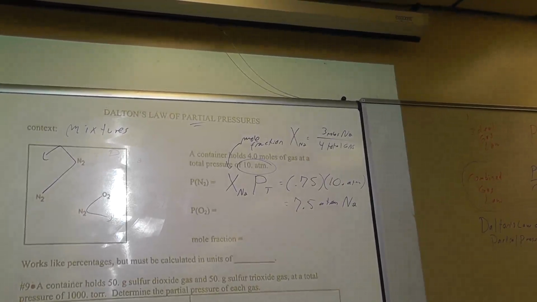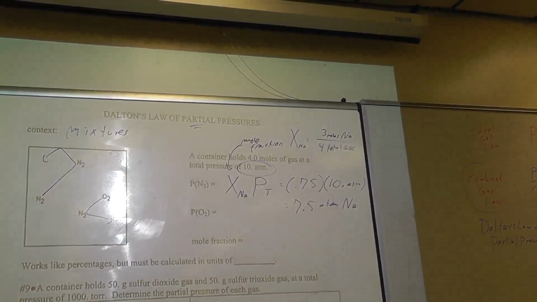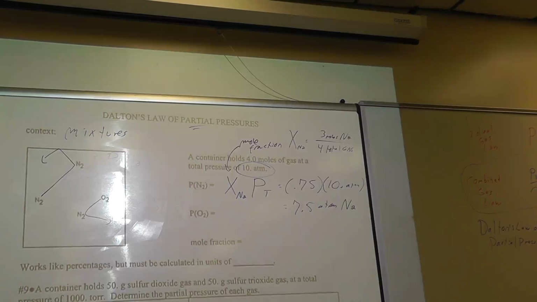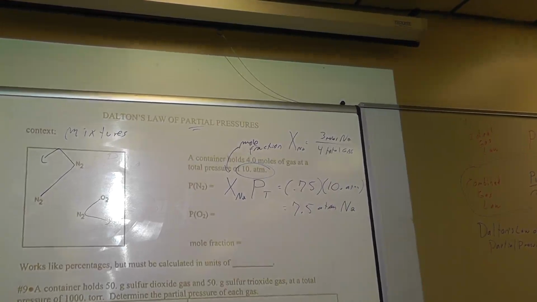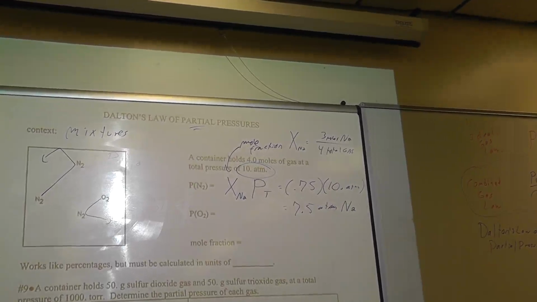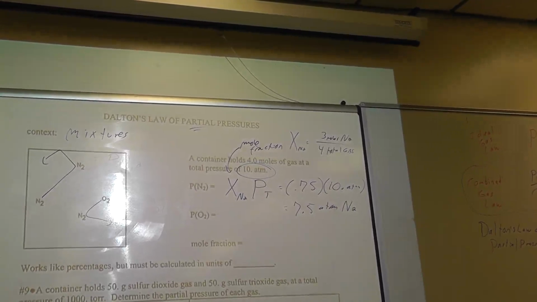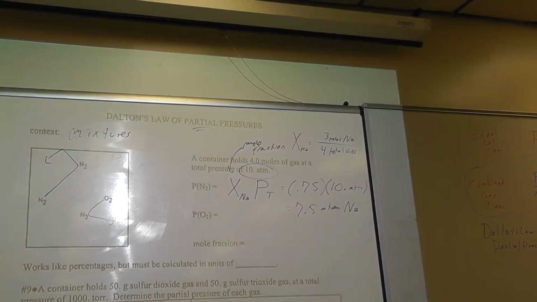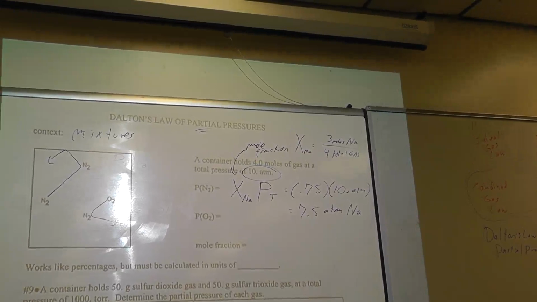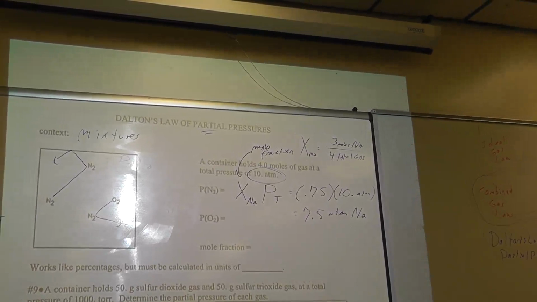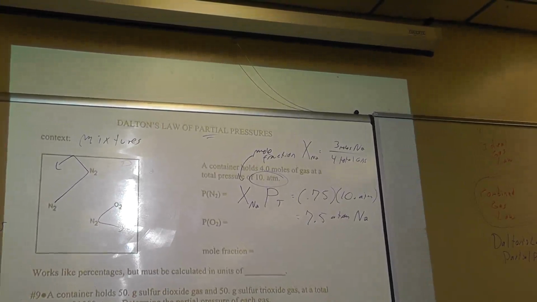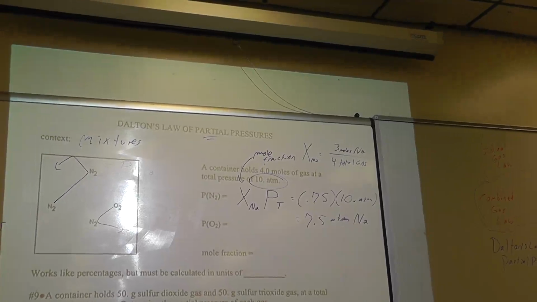Now, when you look through the book on the Dalton's law section, the equations look a little intimidating and the definitions are a little awkward, but basically this is just percentages. If nitrogen makes up 3/4 of the gas, then it's going to generate 3/4 of the pressure. 3 out of 4 particles is a nitrogen molecule, therefore you could think of that mixture as 75% nitrogen, correct?